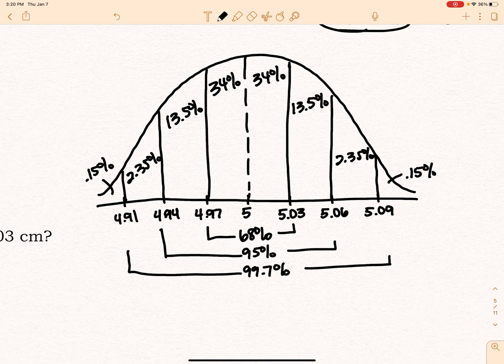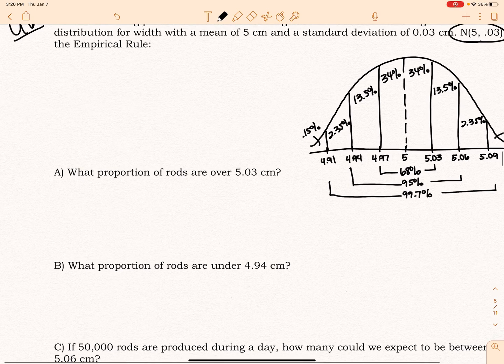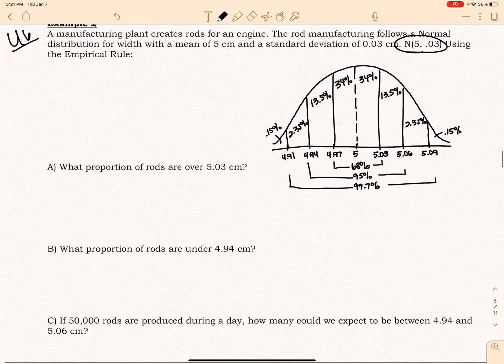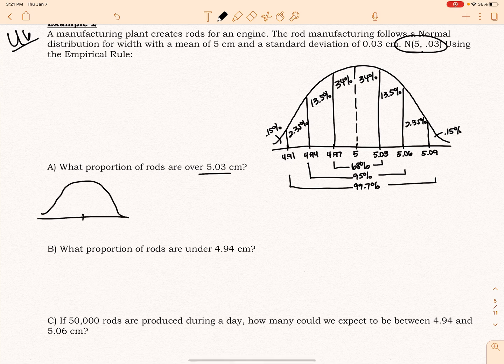Okay. So having done that, now I'm ready to set up my problems. Part A, what proportion of rods are over 5.03? So I'm going to draw a picture here. That is not attractive, but I don't care. I've got the center here, and then 5.03 is 1 standard deviation above. So I'm going to draw a line right there. What proportion of rods are over that?